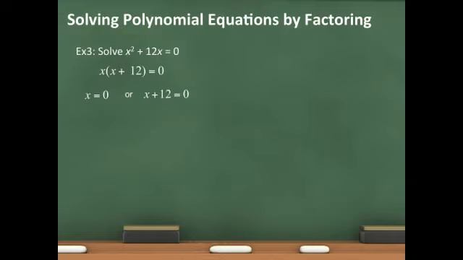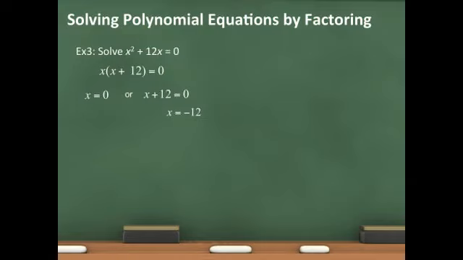Note that in the first equation, x equals 0, there is no need to solve because we are told that x equals 0. So we move on to the next equation, x plus 12 equals 0. To solve for x, we subtract 12 from both sides of the equation. This gives us x equals negative 12. Therefore, our two solutions are x equals 0 and x equals negative 12. Again, don't forget step 5, which is to check your solutions.